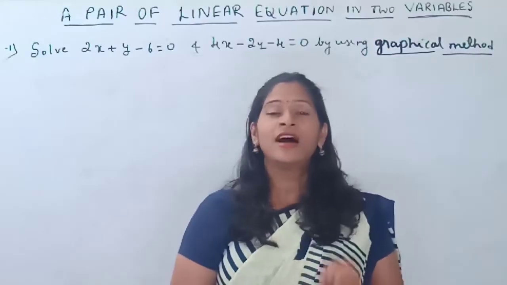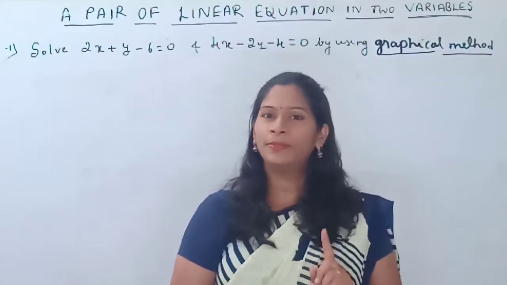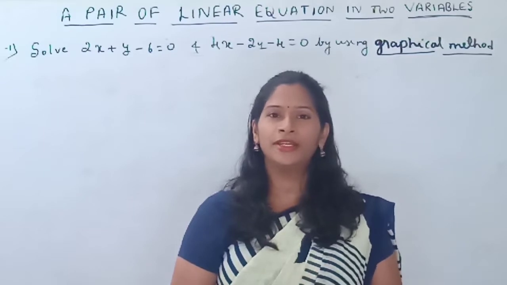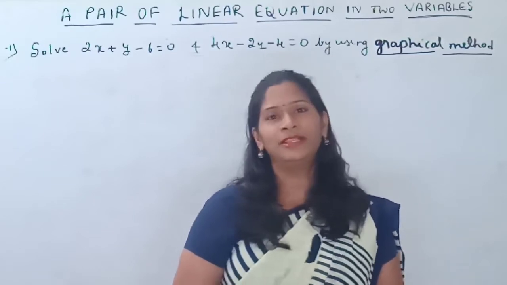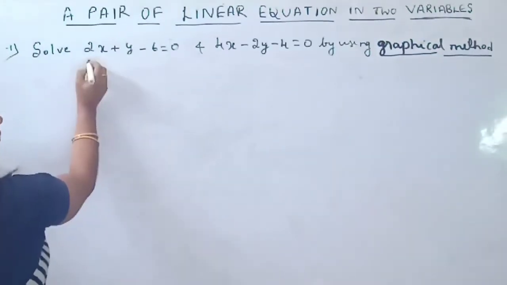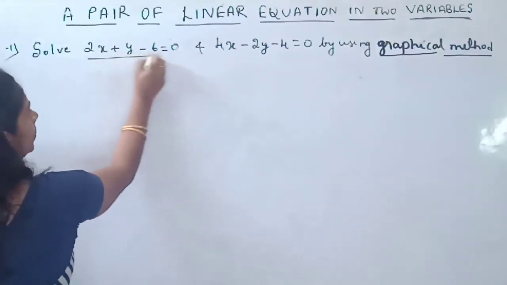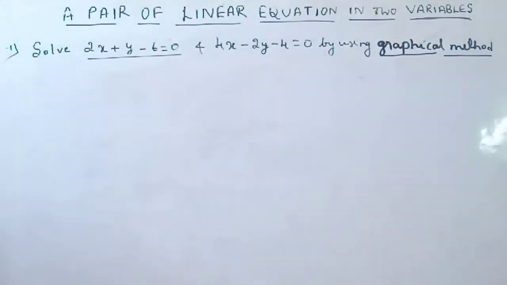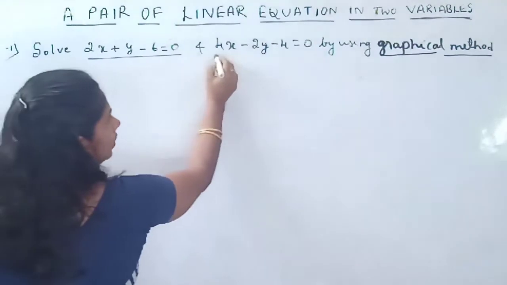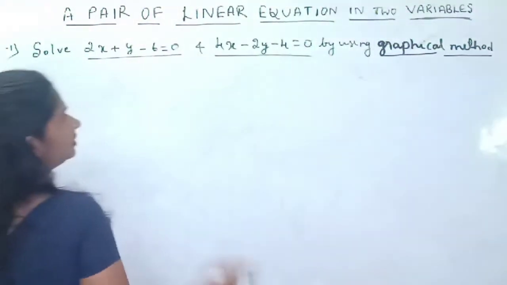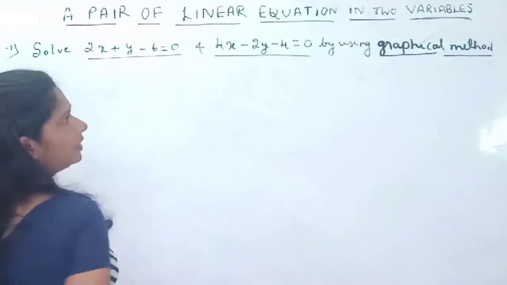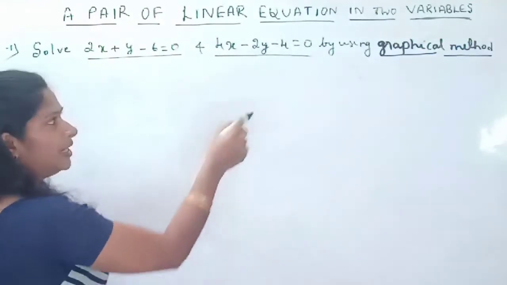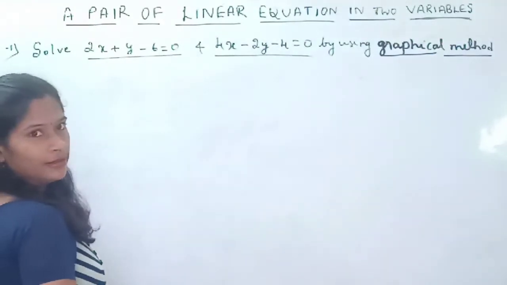Let us discuss how to find a solution for a pair of linear equations in two variables by graphical method. Now I have taken question as solve 2x plus y minus 6 equal to 0 and one more linear equation in two variables, that is 4x minus 2y minus 4 equal to 0 by using graphical method.